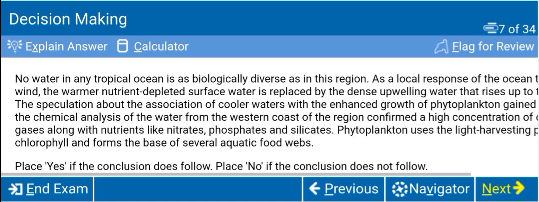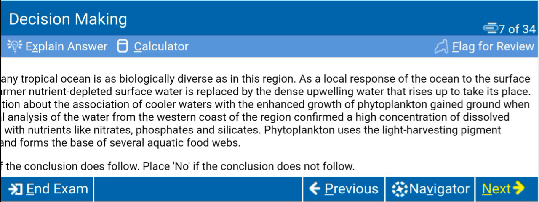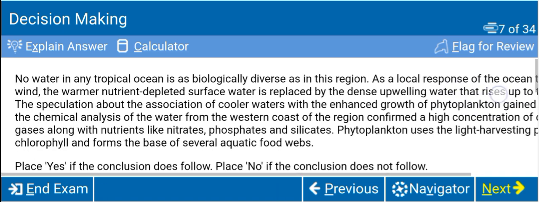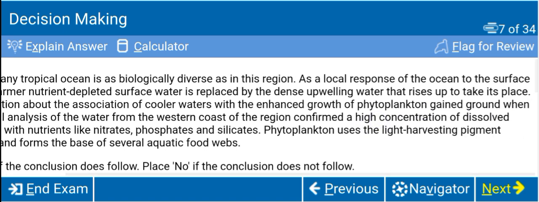And the first question of this video says, no water in any tropical ocean is as biologically diverse as in this region. As a local response of the ocean to the surface wind, the warmer nutrient depleted surface water is replaced by the dense upwelling water that rises up to take its place.